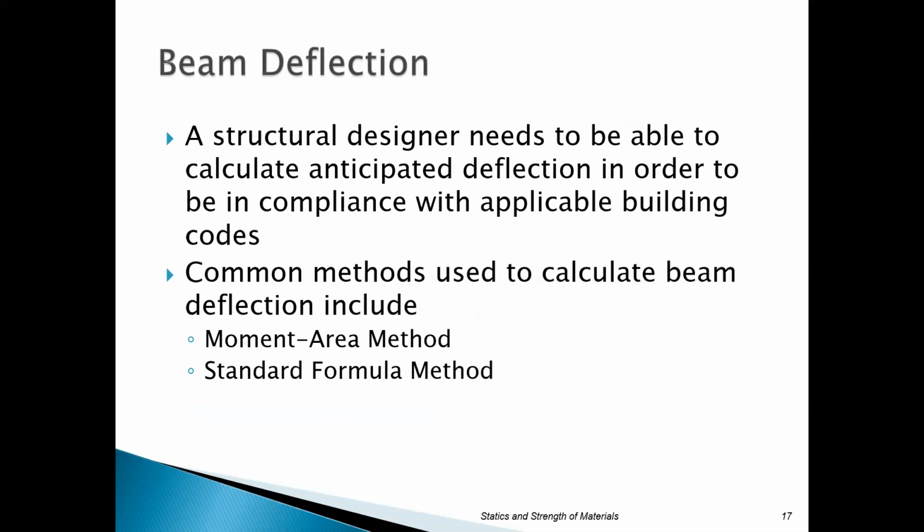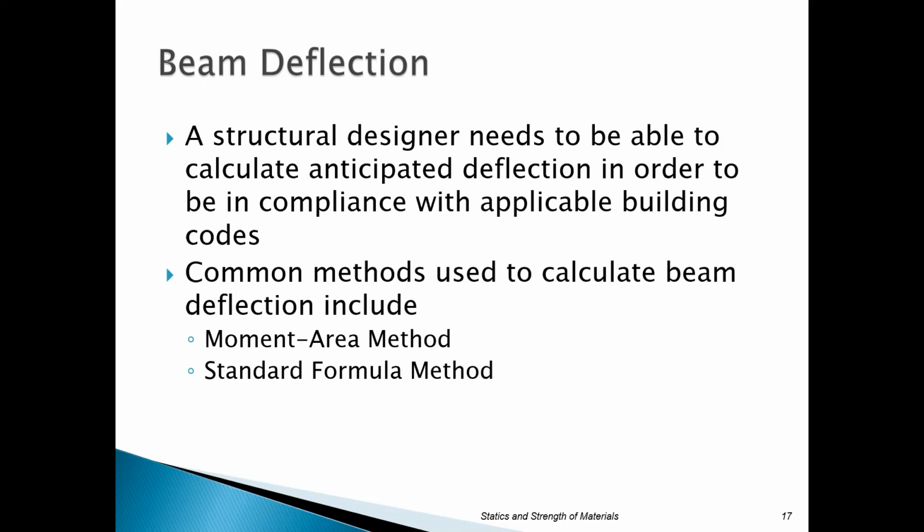So one of the things that a structural designer needs to do is calculate that deflection in order to be in compliance with any kind of building code. There are going to be what we call allowable amounts of deflection, and we need to be within that. In your building codes, they'll specify how much deflection is allowable based on your span, the total distance of that beam.